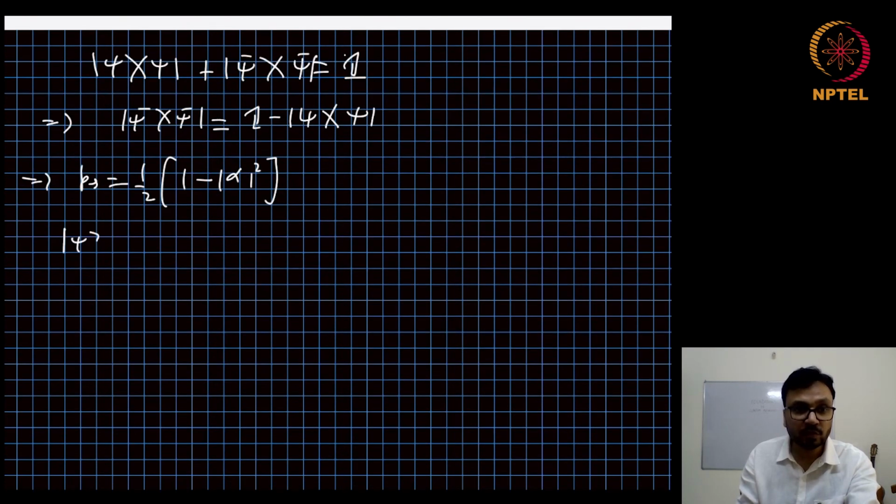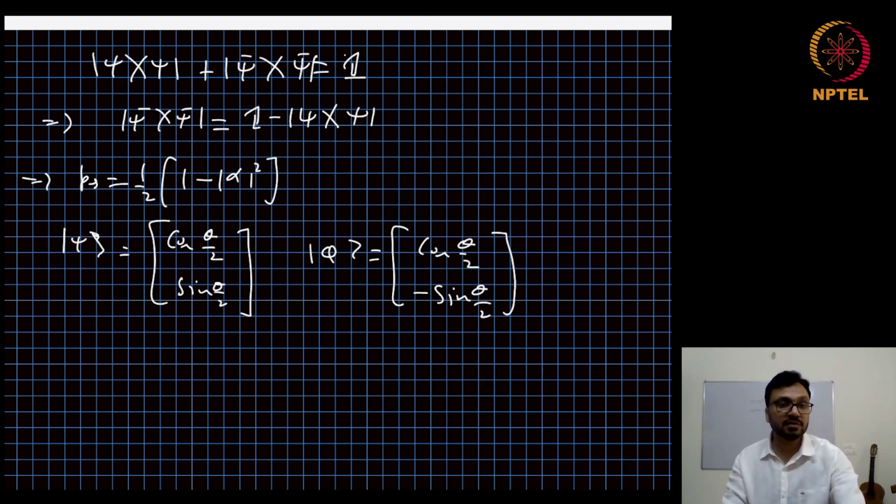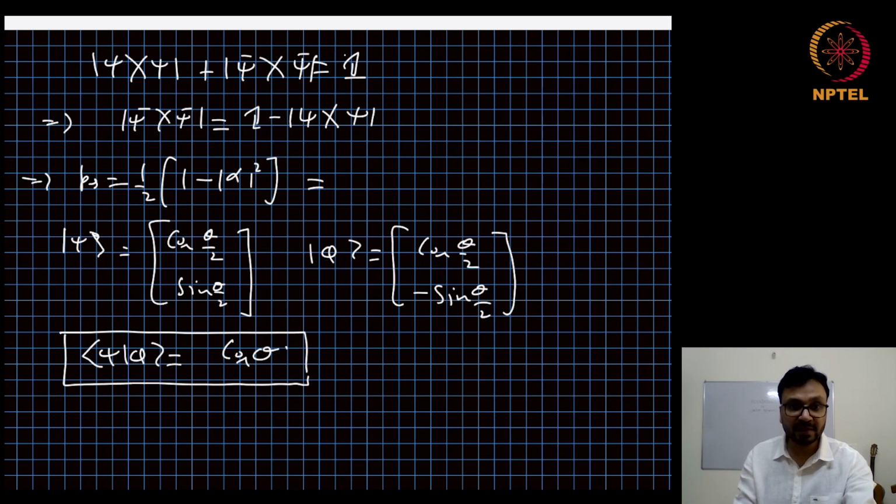If we assume psi to be cos of theta over 2, sine of theta over 2, and phi to be cos of theta over 2, minus sine of theta over 2. This is just a single parameterization of the two states, psi and phi. You can see they are not orthogonal. In fact, psi phi inner product is cos of theta. So alpha is cos of theta. And with this choice, we get sine square theta over 2 as our success probability.